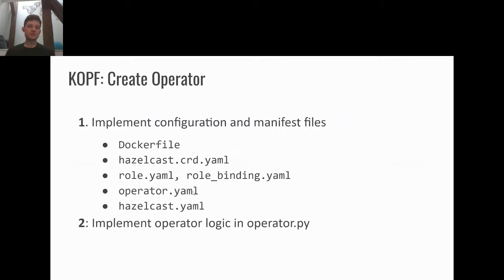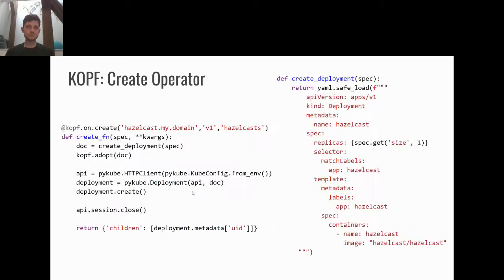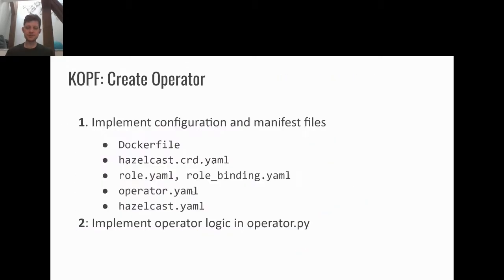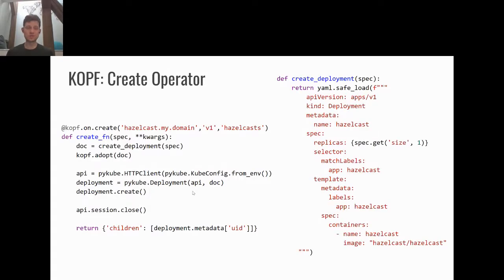So how do we create an operator with the KOPF framework? There is no code generation, so we will need to implement not only the logic, but also this boilerplate, like the Dockerfile, the custom resource definition, role binding, operator YAML, and finally Hazelcast YAML. So we implement the boilerplate code, and then we can implement the operator logic. I will show you the boilerplate code, but it's not the most interesting. So let's move straight into the operator logic. How do you write operator logic with this KOPF framework?